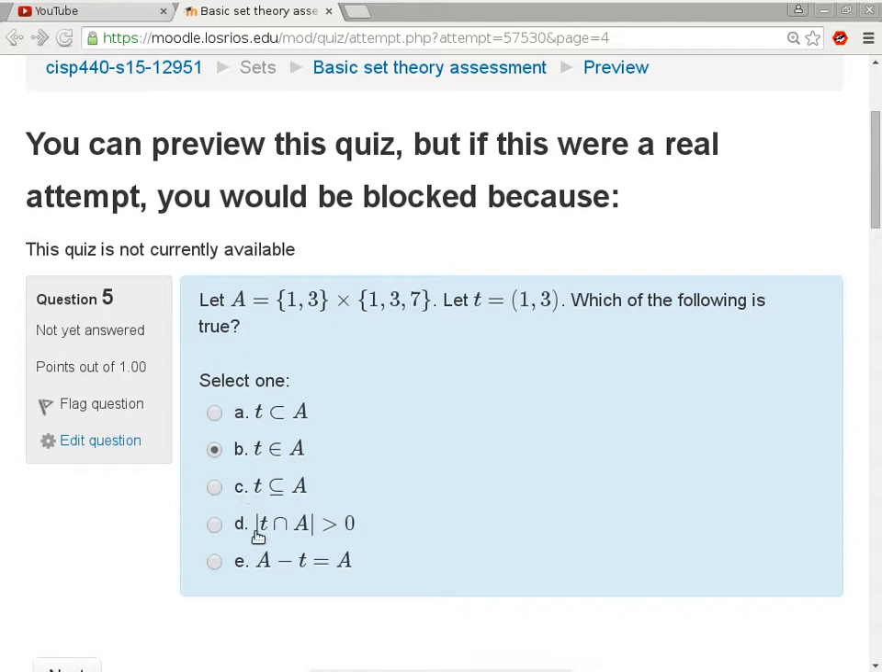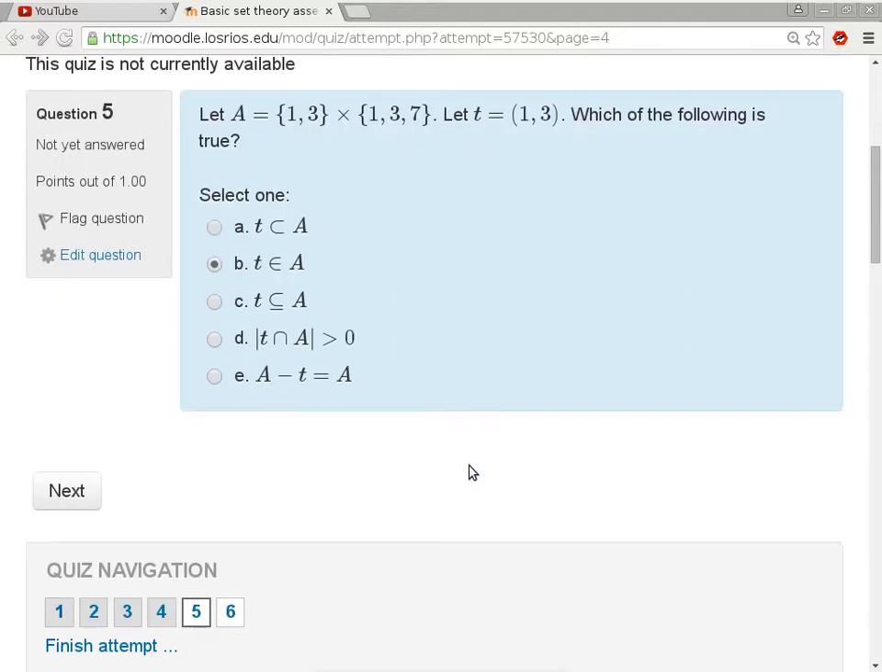D, since t is not a set, we cannot even talk about the intersection of t with a set because it is not a set. And E cannot be true either because since it is not a set, the subtraction or the difference operator cannot work on it. So the only thing that can work in this case is B. Are there any questions about this question? No questions? Right. Moving on to the last question.